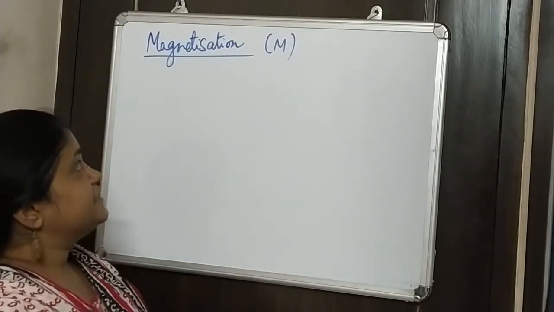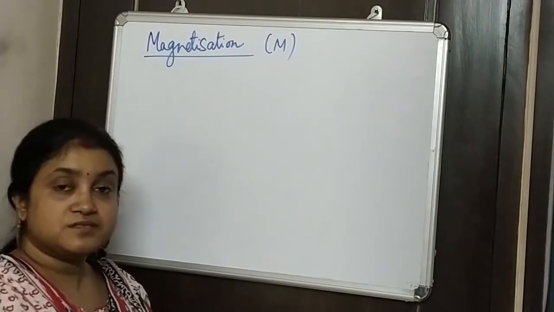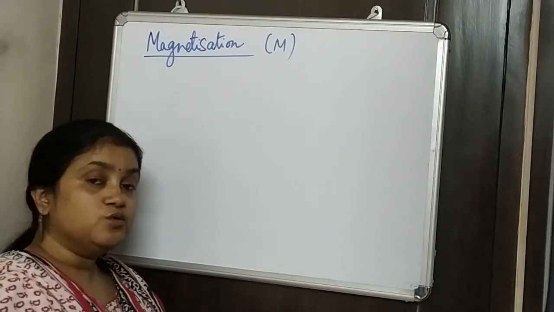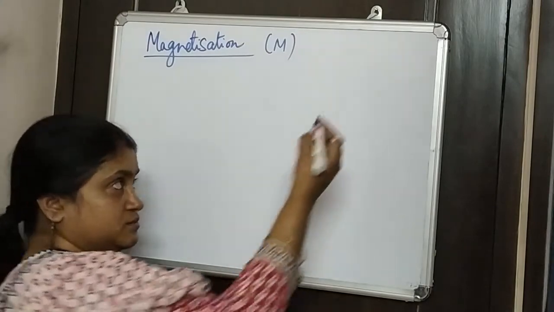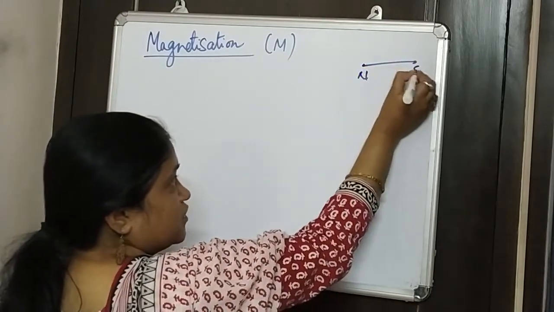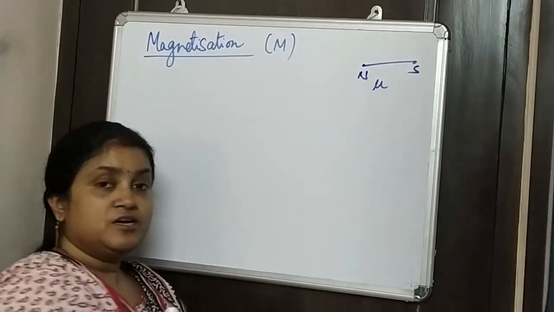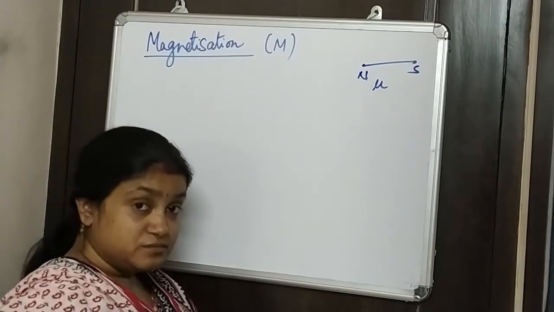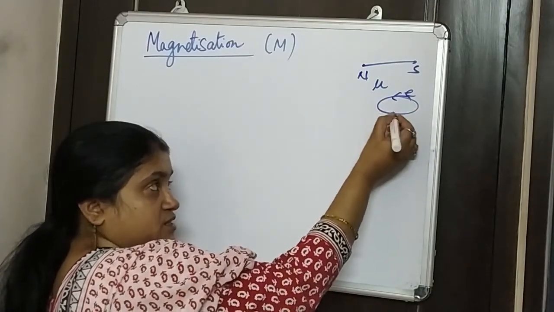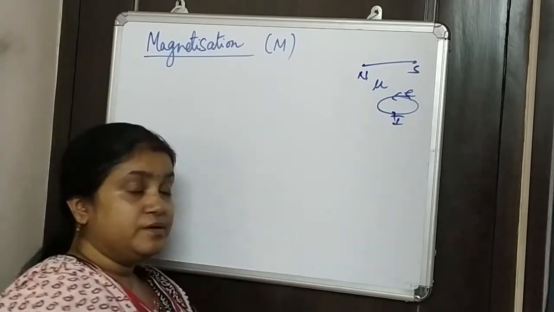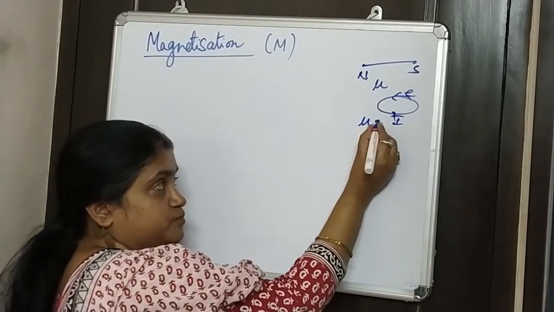Coming to magnetization. This is one particular property of any magnetic substance. We have already known that if I take a magnetic dipole which has two poles, north and south, it will have a magnetic moment mu. Not only that, we also know that the electron that is revolving constitutes a current in the orbit, and therefore that also has a magnetic moment mu.